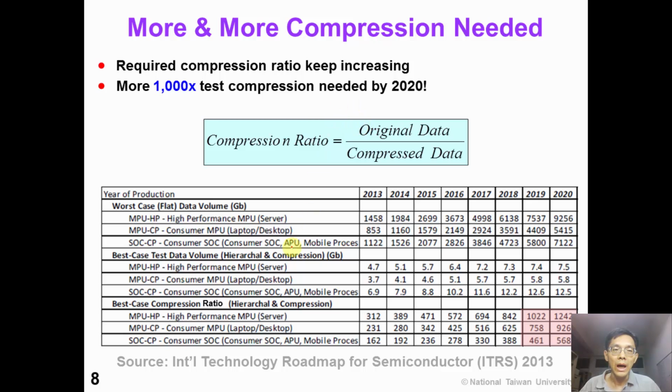This slide shows the ITRS, International Technology Roadmap for Semiconductors, prediction in the year of 2013. On these three rows, they show the predicted test compression ratio, which is defined by the amount of original test data over the amount of compressed data. We can see that the predicted test compression ratio is increasing over the years. By the year 2020, it was predicted that more than 1,000 times of test compression would be needed. This is a very large compression ratio.